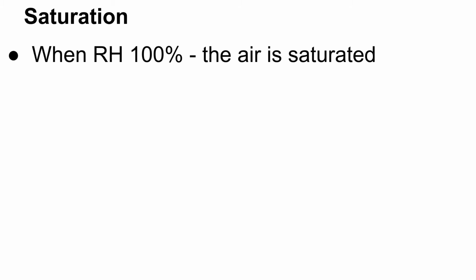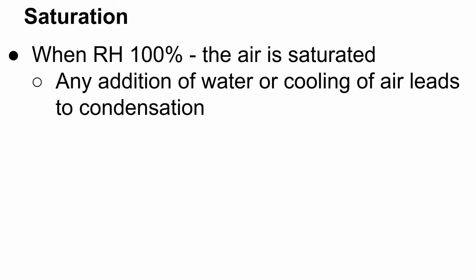Saturation occurs when the relative humidity is 100%. When all of the energy available to evaporate water has been used up evaporating water, so there's no more energy left to evaporate water, the air is saturated. If you add more water, you get condensation. If the air cools even slightly, you get condensation, because when the relative humidity is 100%, the maximum amount of water vapor present in the atmosphere is how much is present, and there's no more energy for any more water vapor to be present.